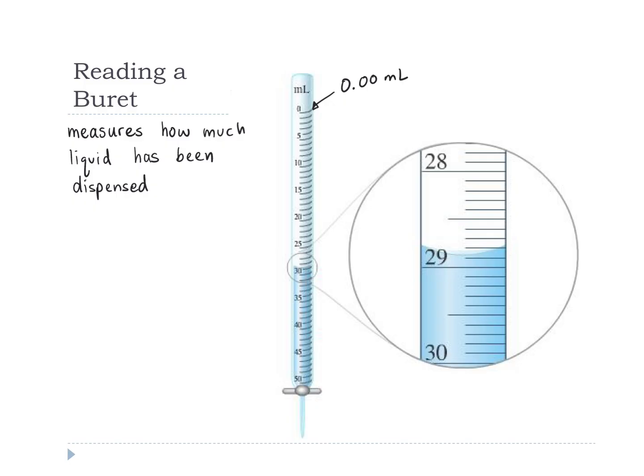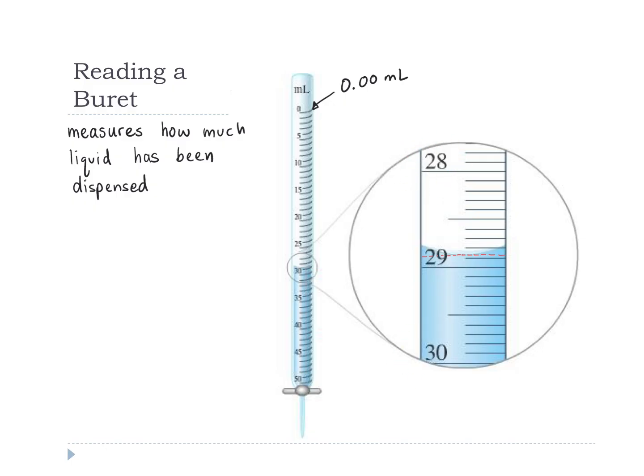I want to look at this zoomed in meniscus here. First good tip of measurement is to remind ourselves we always measure the bottom of the meniscus, the bottom of that little dip that's made by water. The second thing to notice and remind ourselves of is the fact that burettes, because they measure how much has been dispensed, they read in reverse order.